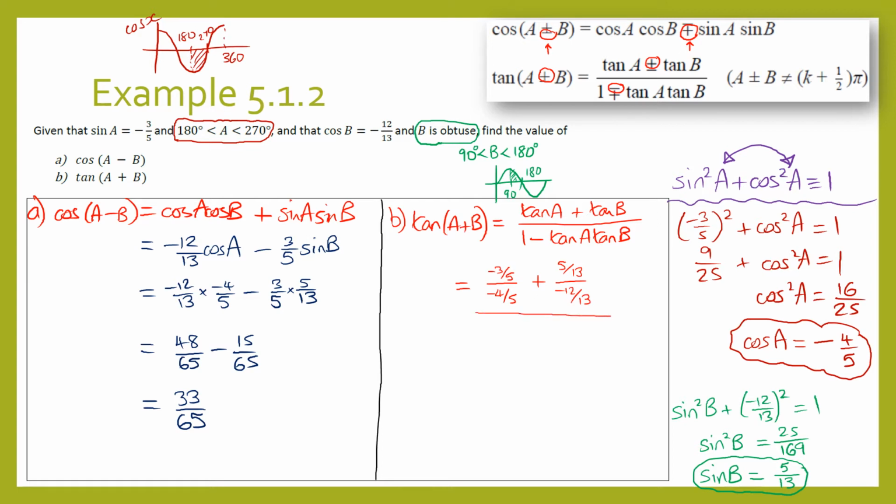So all of that is my numerator, tan A plus tan B, and then 1 take away, same again, tan A tan B. Well, I'm going to simplify these immediately now. So simplify tan A, that's going to be positive 3/4. And simplifying tan B, that's going to be negative 5 over 12.